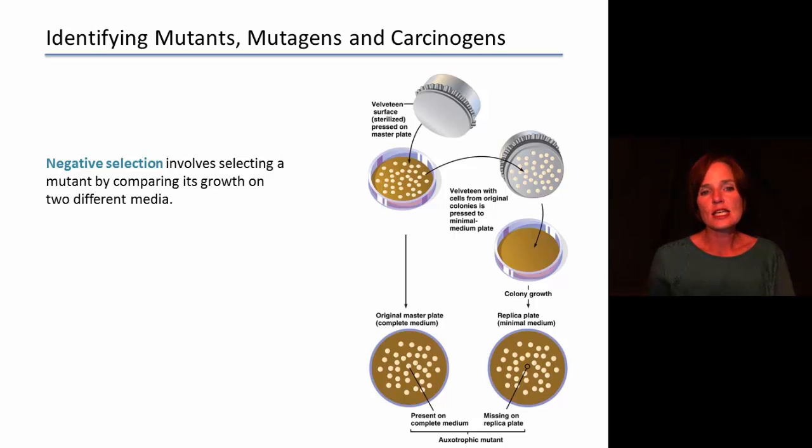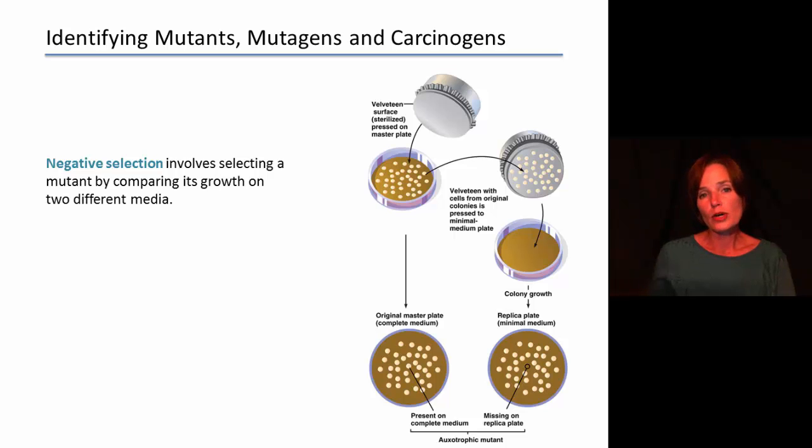What you can see in this image is that we've got some kind of normal standard media. We've got a bunch of cells that have been grown on that. And then we take a cloth or some type of surface and stamp it on top of these cells so that we basically gather some of the cells, and then we stamp those onto a fresh petri dish that has a different type of media.